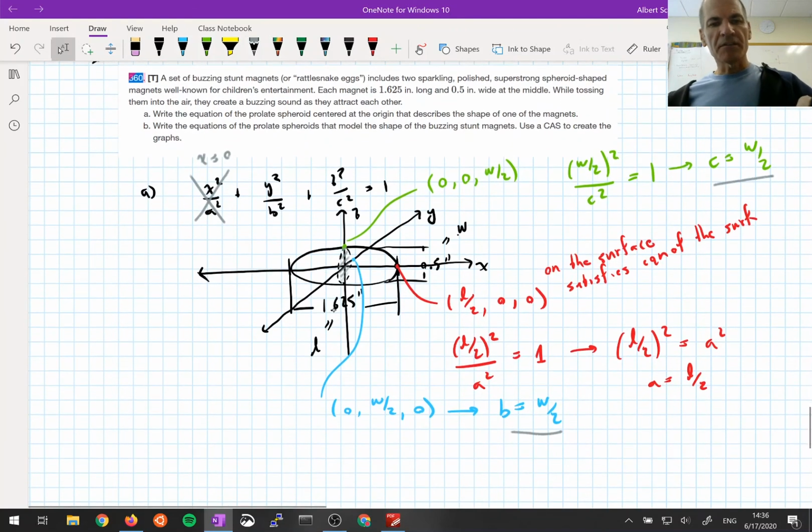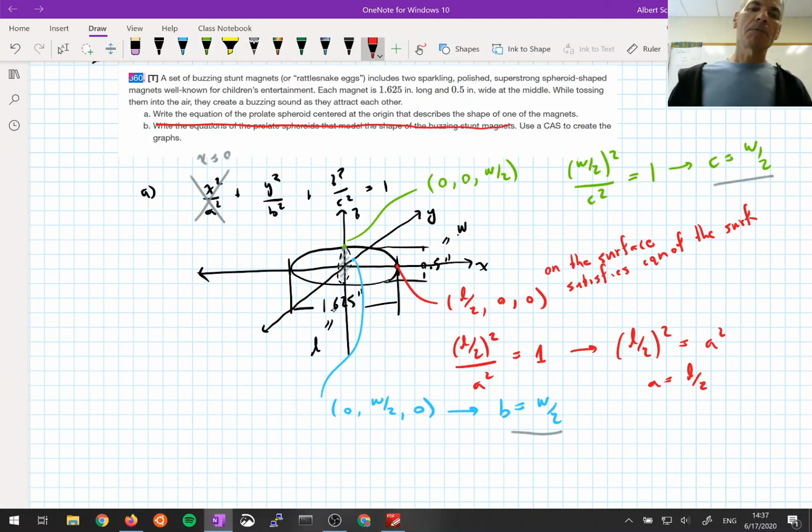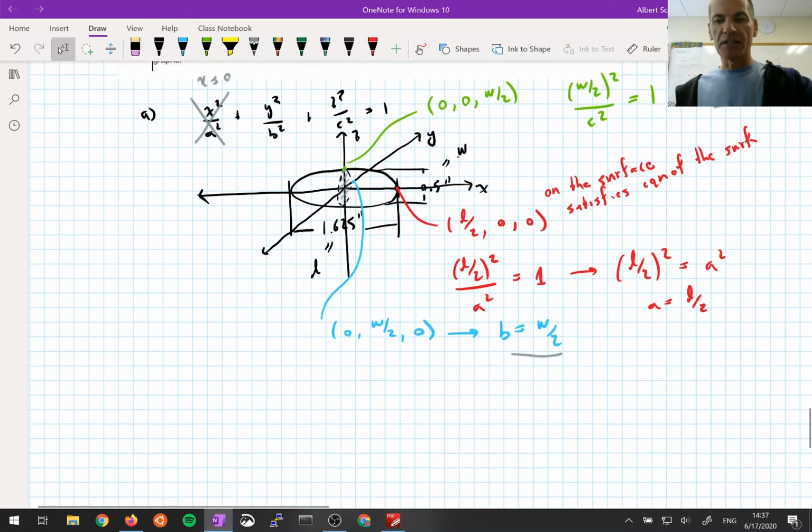The second part of this is actually a mystery, right? The equations of the prolate spheroids that model the shape of the buzzing stunt magnets, I'm not actually sure what they mean by that, so I'm just going to kind of kill that. But I am interested in the second part, to use a computer algebra system, CAS, to create the graphs. GeoGebra is a computer algebra system, and so let's jump over and plot our final answer. And I guess I should give you a final answer. That would be best practice.